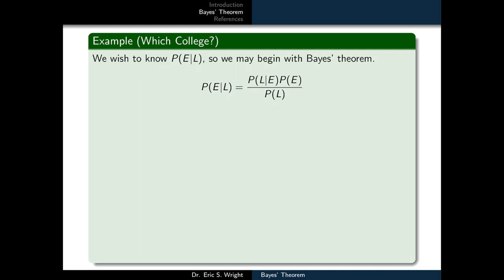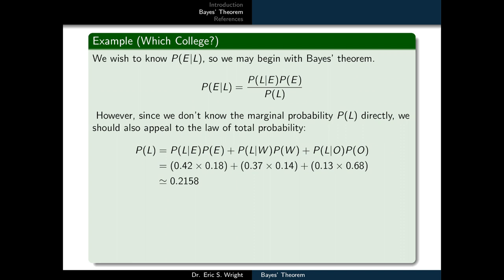The probability of E given L equals the probability of L given E, times P of E, divided by P of L. However, since we don't know the marginal probability, P of L, directly, we should also appeal to the law of total probability. P of L equals P of L given E times P of E, plus P of L given W times P of W, plus P of L given O times P of O.